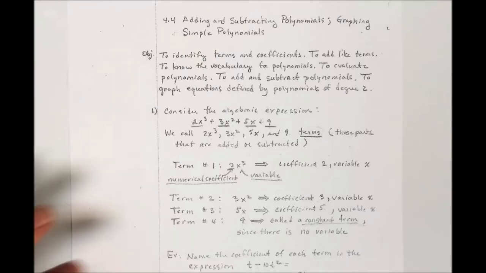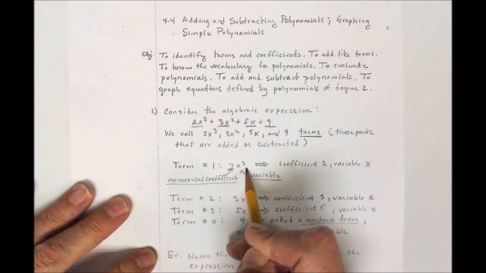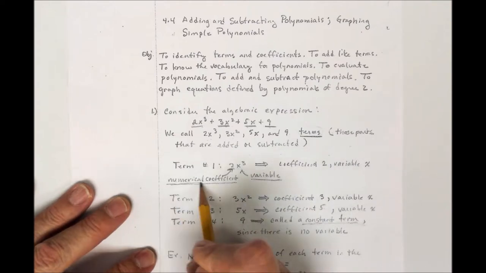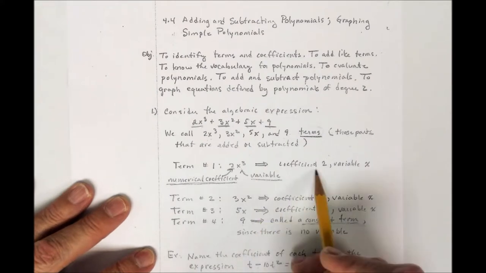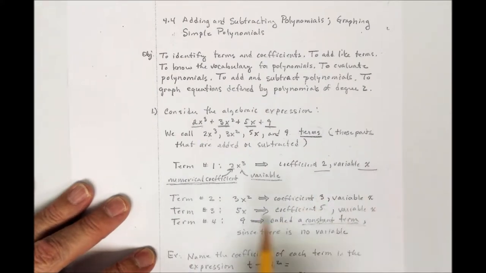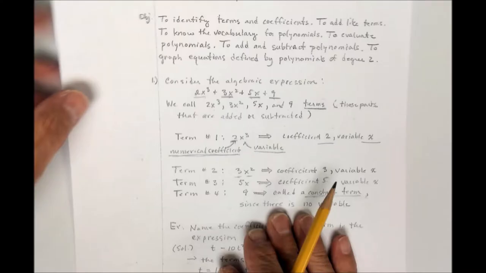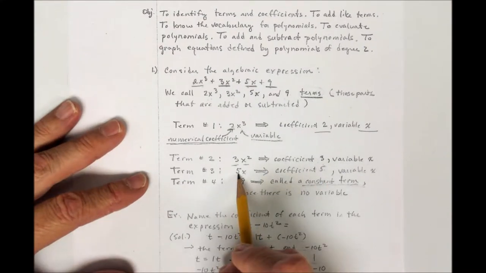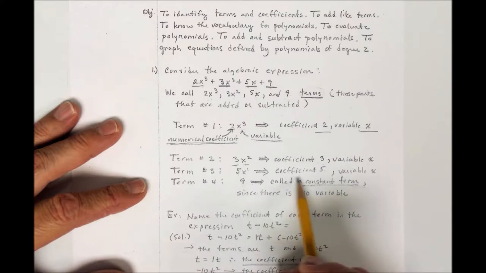So if I take the first one, 2x to the third, and I break that down, the 2 in the 2x to the third here is called the coefficient, or the numerical coefficient, and of course your variable here is x. So your coefficient is 2, the variable is x. In the next term, which was 3x squared, this is the coefficient, and this is the variable x here. Coefficient is 3, variable is x. In 5x, 5 is my coefficient, x is my variable. This is like x to the first power, okay? Coefficient is 5, variable is x.